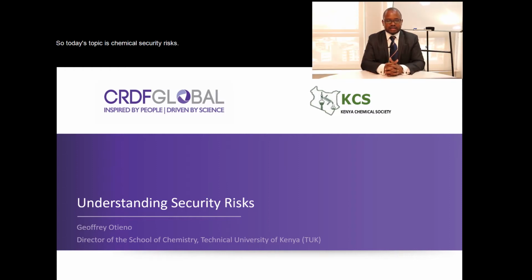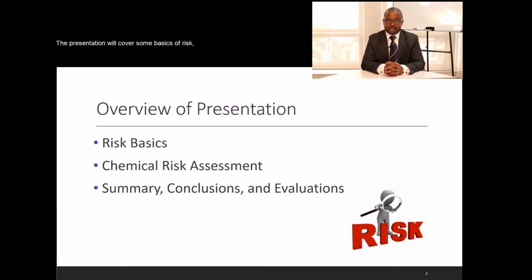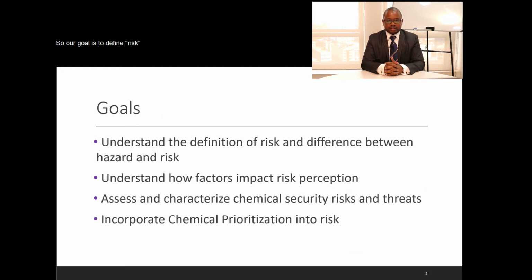So today's topic is chemical security risks. The presentation will cover some basics of risks. We will look at chemical risk assessment, and we will conclude those two topics. Our goal is to define risk and differentiate between risk and hazard. We will also look briefly at what affects risk perception, and then we will assess and characterize chemical security risks, and extend it to chemical security threats.